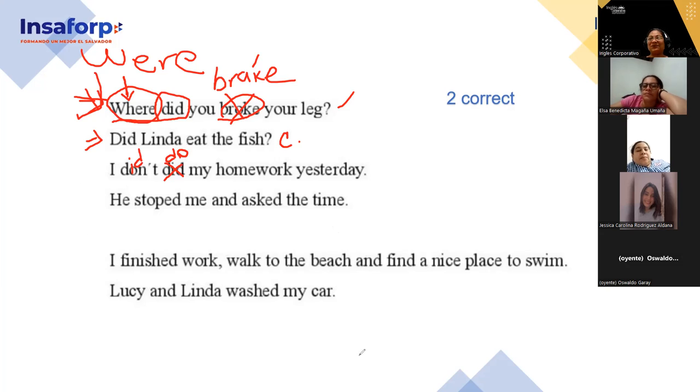Next one. It's correct. He's missing a P, double P. Ah, okay. Double P. He stopped me and asked the time. Okay, now it is correct.